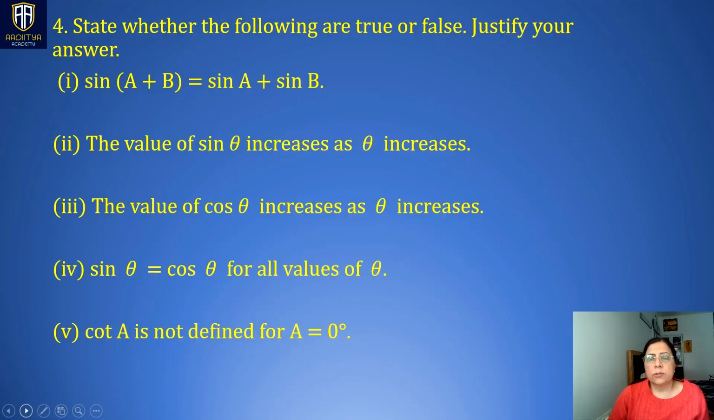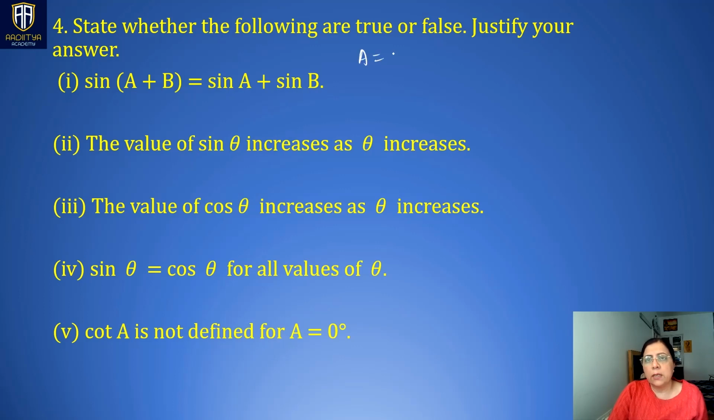So this is the last question of this exercise. Here, state whether the following are true or false and justify your answer. So the first case is we have to tell whether sine of A plus B is equal to sine of A plus sine of B. So we can just take one example. Now we have to take individual values of A and B and check whether LHS comes out to be equal to RHS or not.